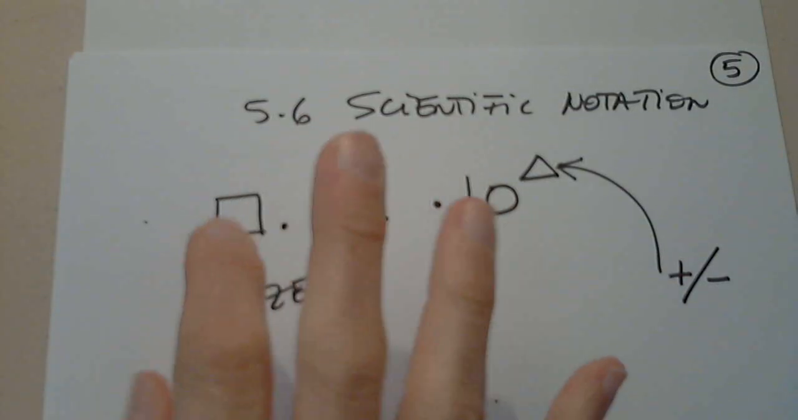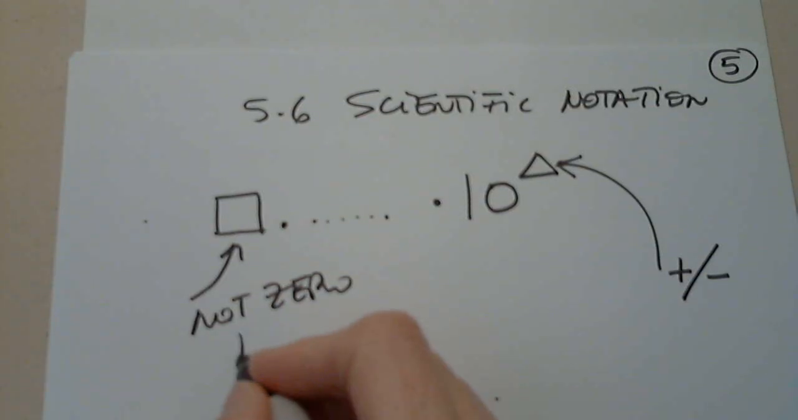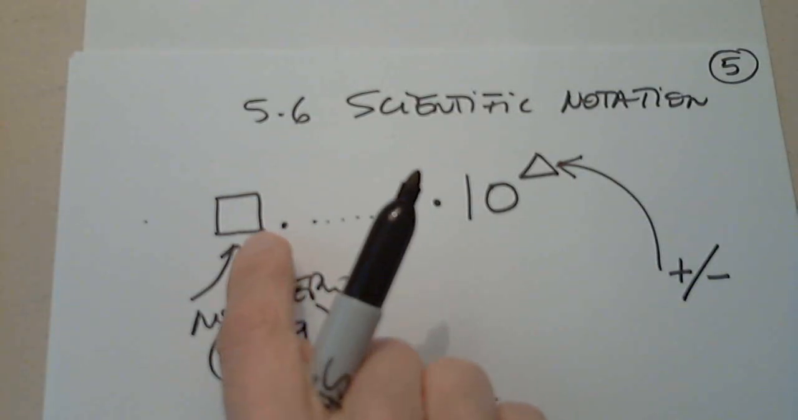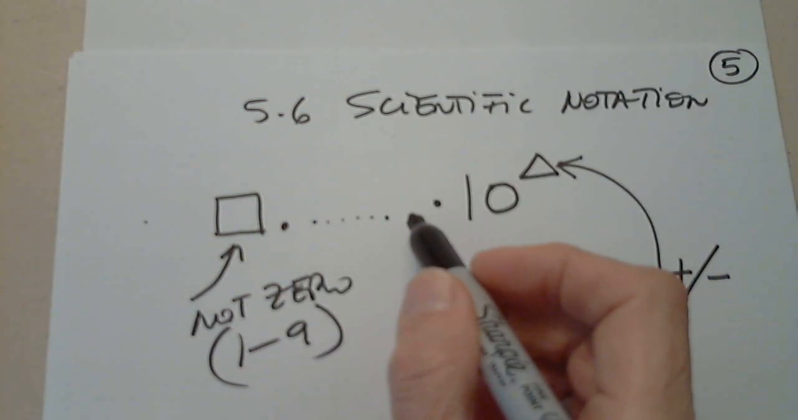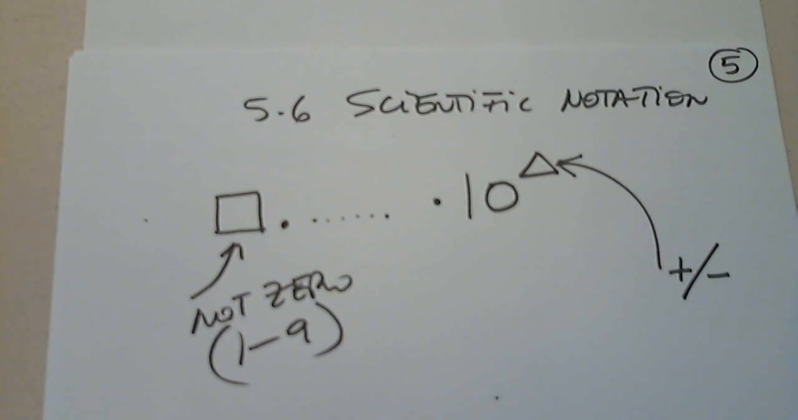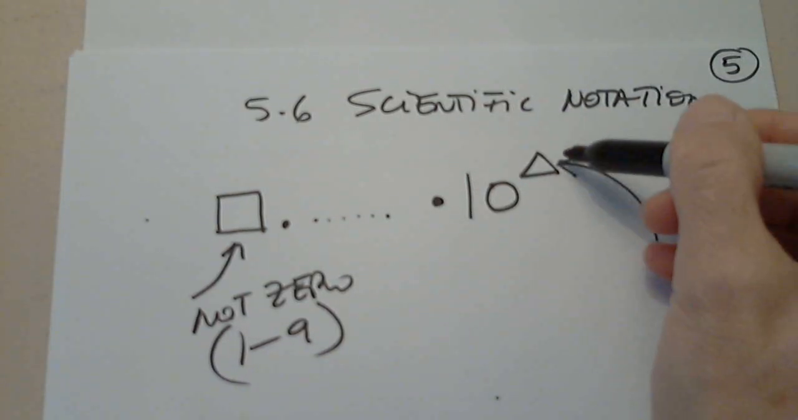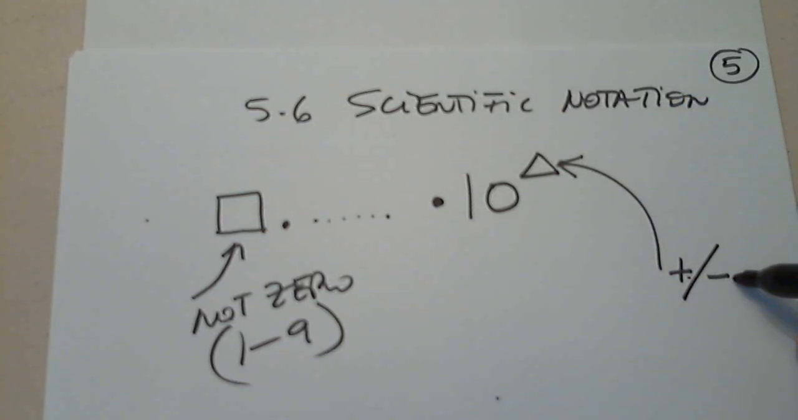A number that cannot be 0, anything from 1 through 9, but not 0. Whatever follows, just one digit, the decimal point, whatever, as many digits as needed, multiplied by a power of 10, meaning this power here can be a positive number or a negative number. Yes. That's what we call scientific notation.